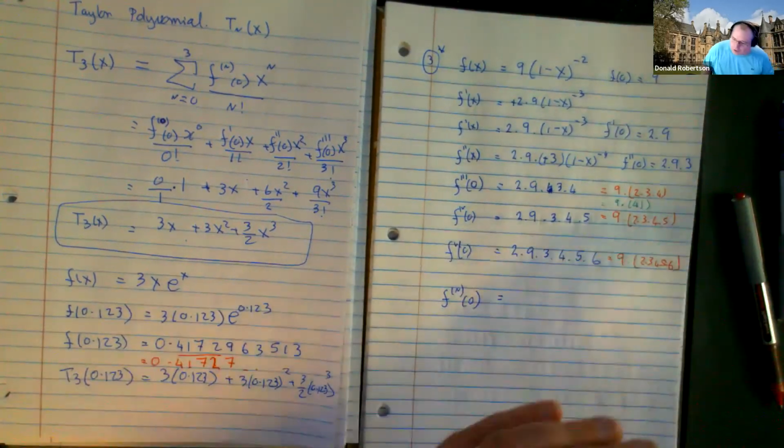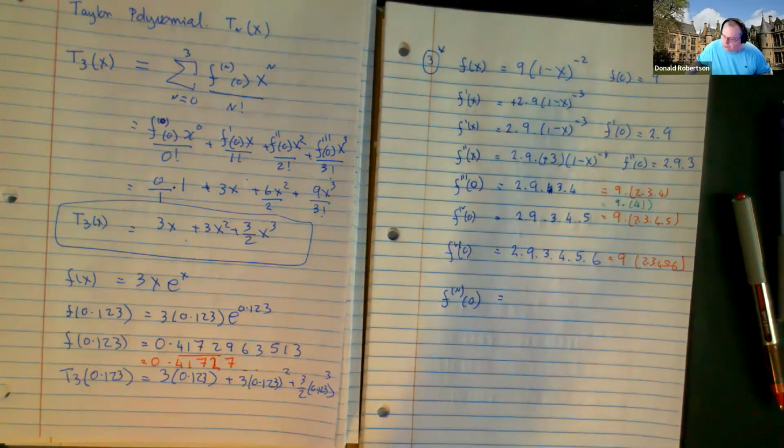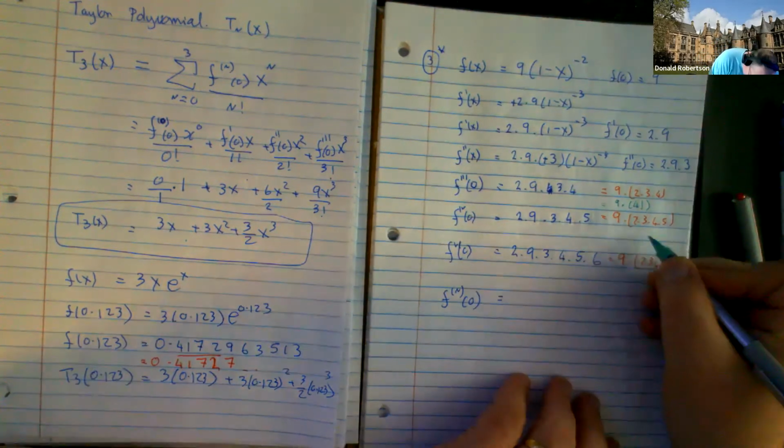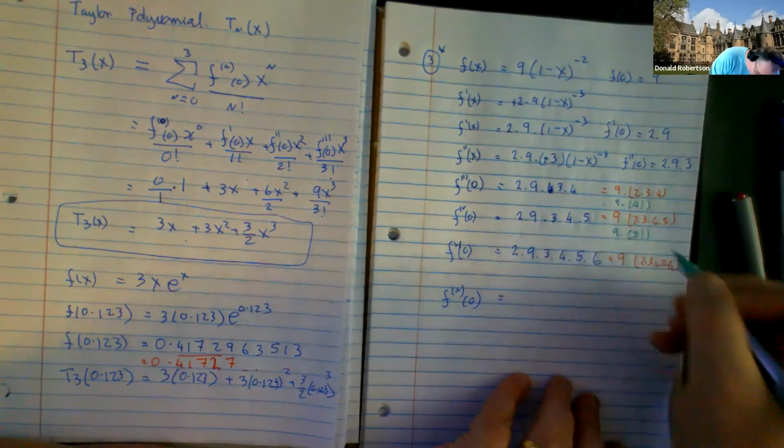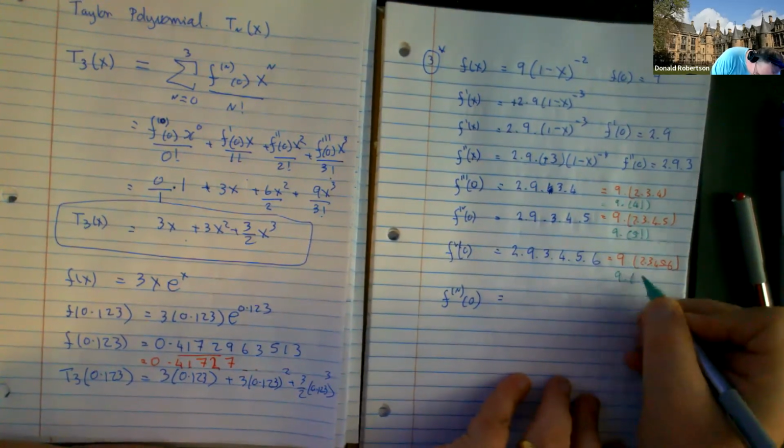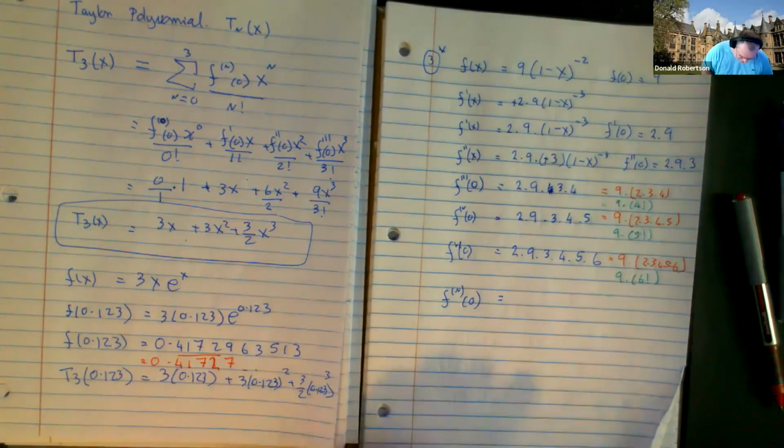Stick a 1 in the front. Won't a 1 not make any difference, right? 1 times 2 times 3 is the same as 2 times 3. This guy is 9 times 5 factorial. And this guy is 9 times 6 factorial.